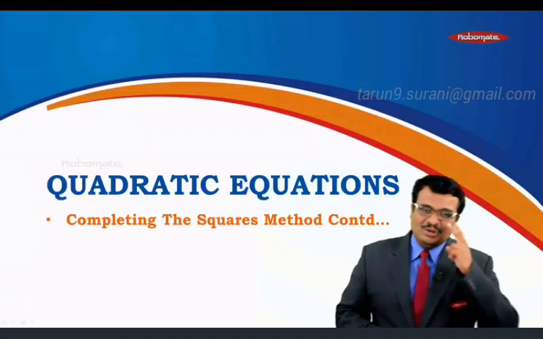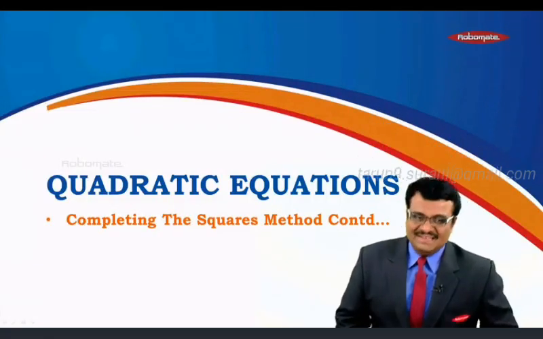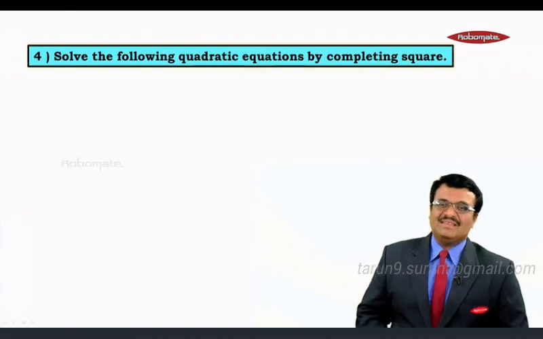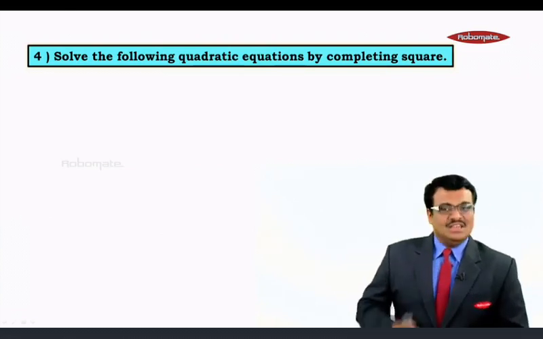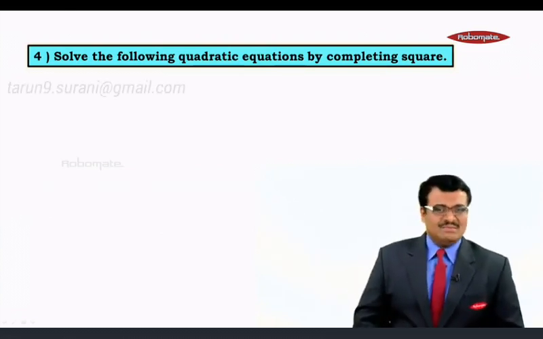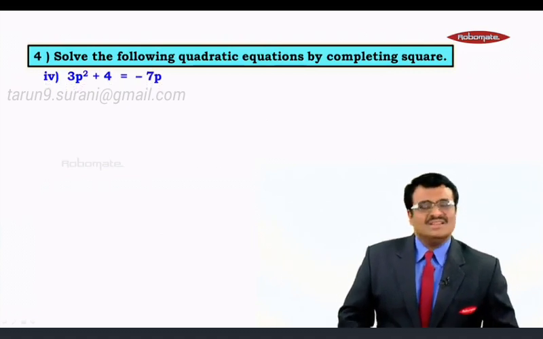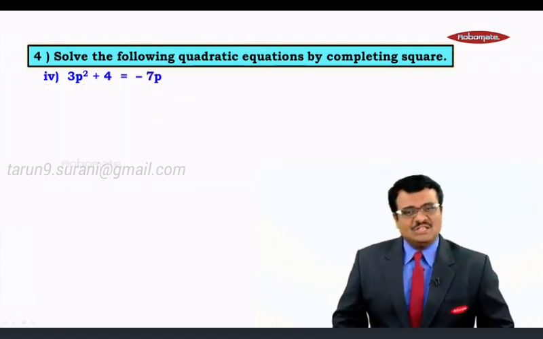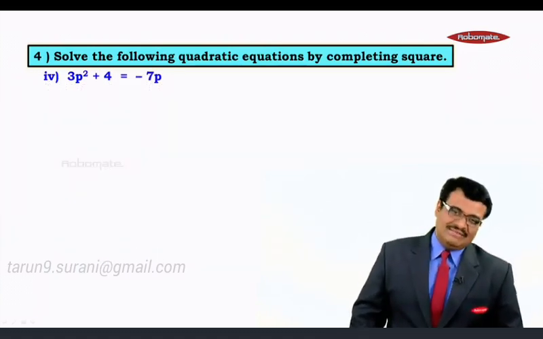In this module, we are going to learn two sums on the method of completing the squares. Let us take them one by one. The first question is this. The question says: solve the following quadratic equation by the completing the square method. And the question is this: 3p square plus 4 is equal to minus 7p.